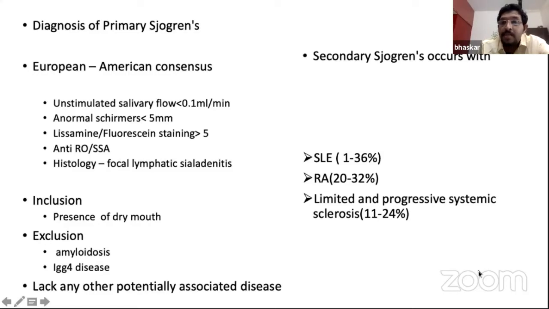When you're looking at secondary Sjogren's, even though ophthalmologically we probably see a lot more RA patients with secondary Sjogren's, if you ask the rheumatologist, they will say that SLE is more commonly associated with secondary Sjogren's, with about 36% of patients developing it. Again, you have to exclude other potential diseases which could be a masquerade.